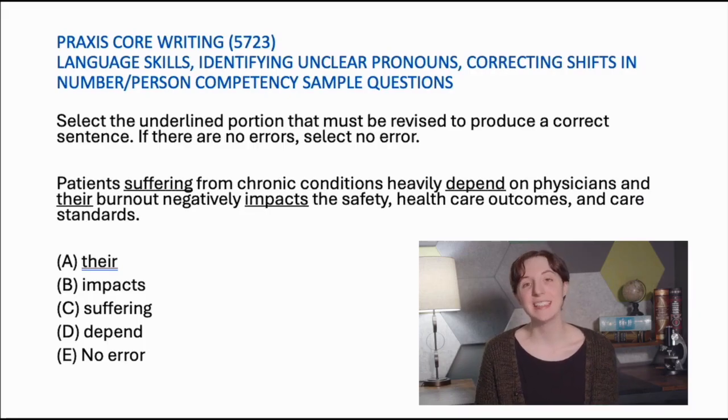To answer this question, take a moment to look at every underlined word. In questions like this, look out for subject-verb agreement, consistency between singulars and plurals, tricky homophones, and vague pronouns. In this sentence, impacts agrees with burnout. Suffering properly describes the patients, and depend agrees with patients. So, is it no error, or is there an issue? Their is grammatically correct, but it is vague. It's unclear which noun the pronoun refers to. Patients or physicians. Hence, the vague pronoun must be replaced with its noun antecedent, the physicians. That means our answer is A.